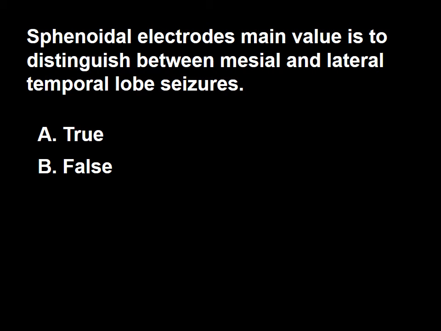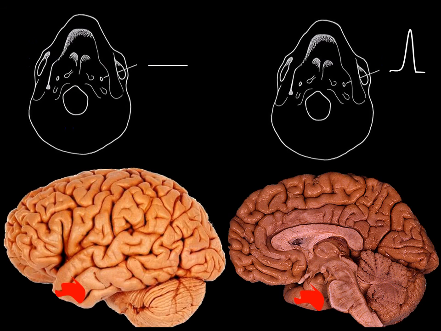Next question. Sphenoidal electrodes' main value is to distinguish between mesial and lateral temporal lobe seizures. A true, B false. Sphenoidal electrodes' main value is to distinguish between mesial and lateral temporal lobe seizures. Hence, when seizures arise from the lateral temporal lobe, no spikes would be present in the recording, but if they are arising from the mesial temporal lobe, they will have discharges recorded.